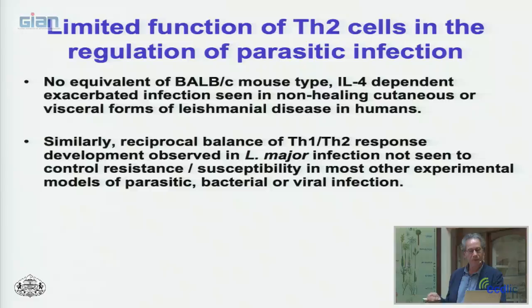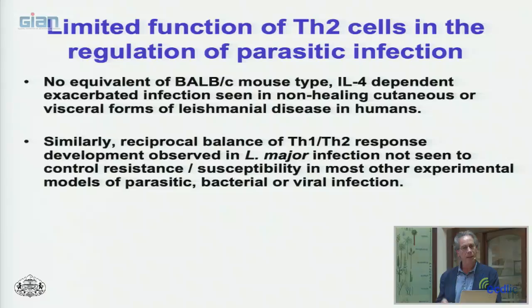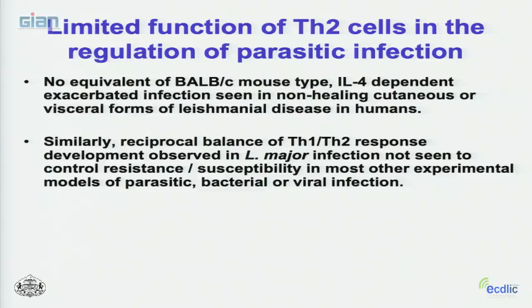So this very susceptible non-healing Balb/c mouse model for Leishmania didn't translate to an immunologic understanding of non-healing severe forms of leishmaniasis in people. Polarized TH2 response in the Balb/c was not observed in people like with visceral leishmaniasis. Similarly, the reciprocal balance of TH1, TH2 response development observed in L. major infection did not seem to control resistance susceptibility in most other experimental models of parasitic, bacterial or viral infections.